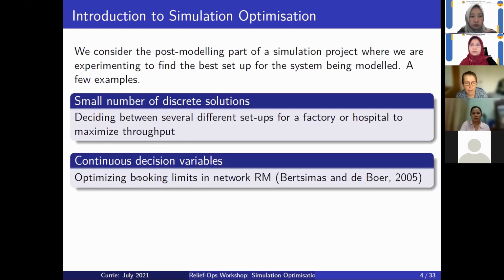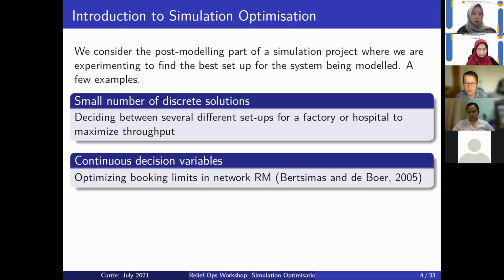The next example then has continuous decision variables, and the example I have comes from revenue management. RM is for revenue management. This is where you're setting booking limits on flights for an airline. You might have someone flying, for example, from Jakarta to somewhere like Savannah in Georgia in the USA. There won't be a direct flight from Jakarta to Savannah. Instead, someone will have to fly from Jakarta to, say, Austin in Texas, and then change there and get a flight at that point. So this is the network that we're talking about.